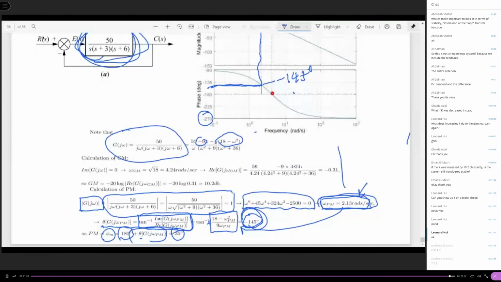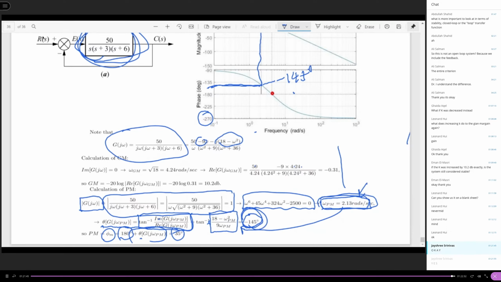Same here. This is the numerical way. You don't need the Bode plot. You can calculate its phase. You can calculate the gain margin and the phase margin.